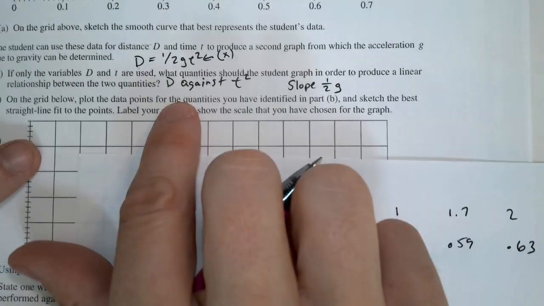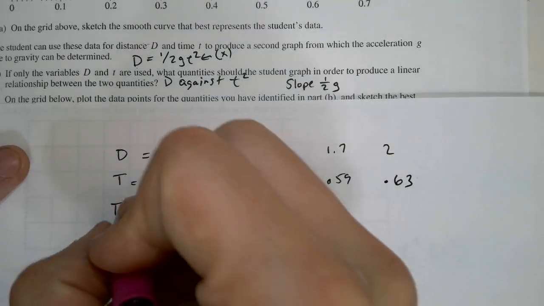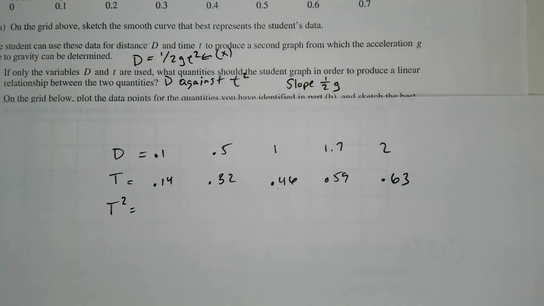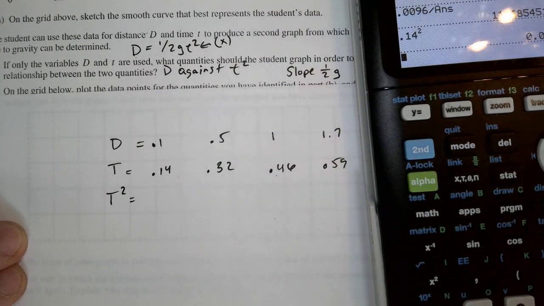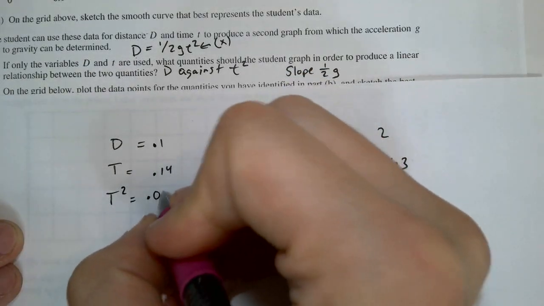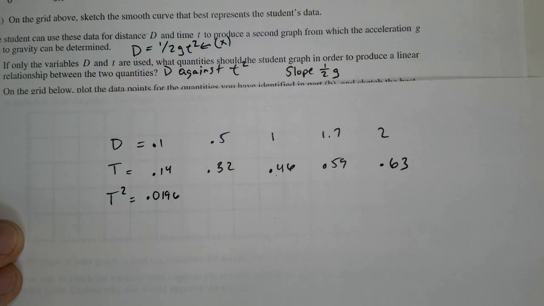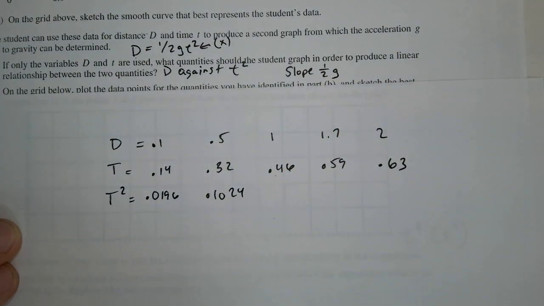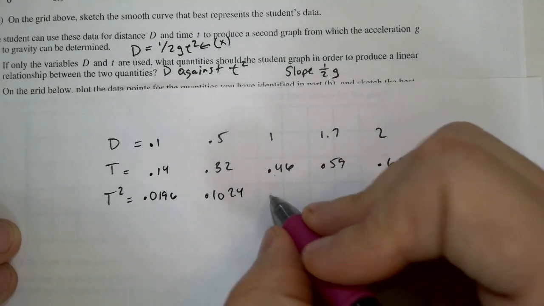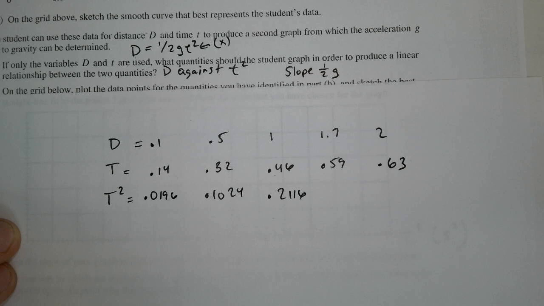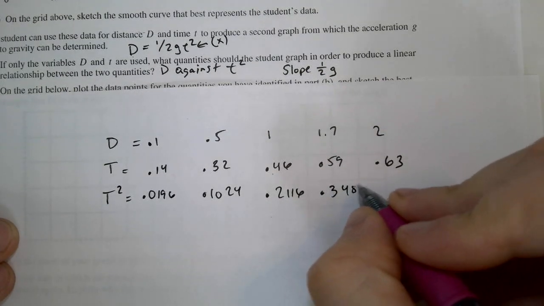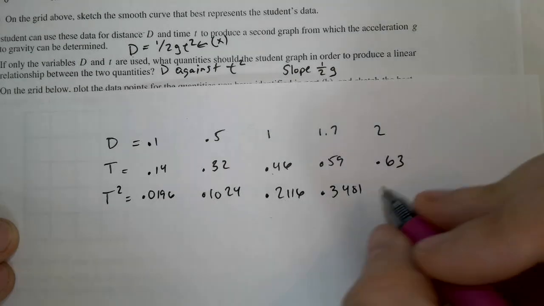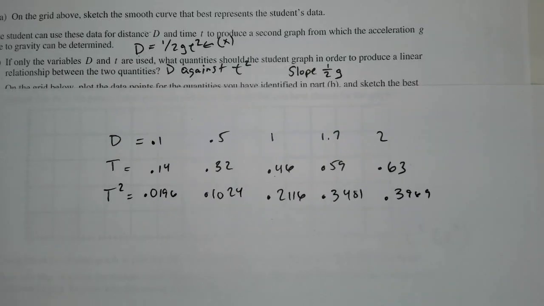Now we wanted to plot distance against time squared, so I need to square these times. So t squared would equal, drum roll please, got a lot of calculations to do, 0.14 squared is 0.0196, 0.32 squared is 0.1024, 0.46 squared is 0.2116, 0.59 squared is 0.3481, and 0.63 squared is equal to 0.3969. Okay, so that would be the table that we have, and we need to plot this accordingly.